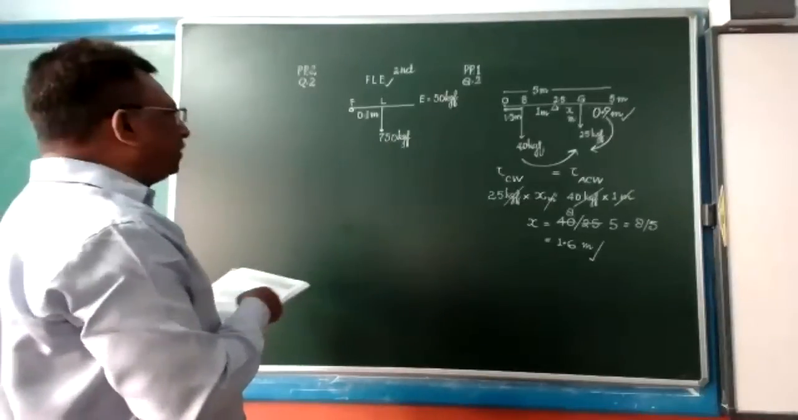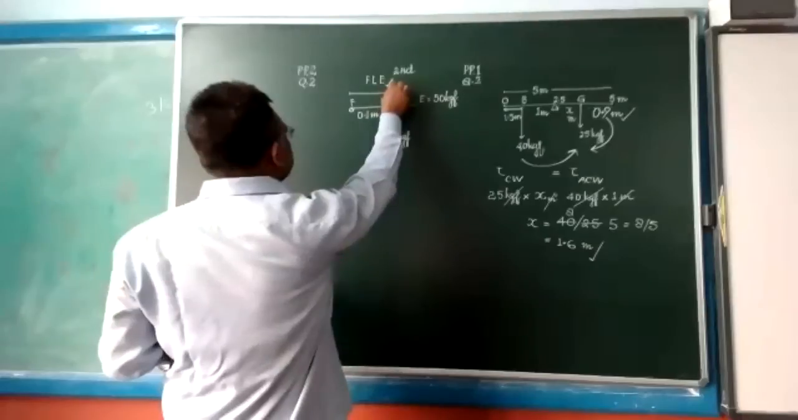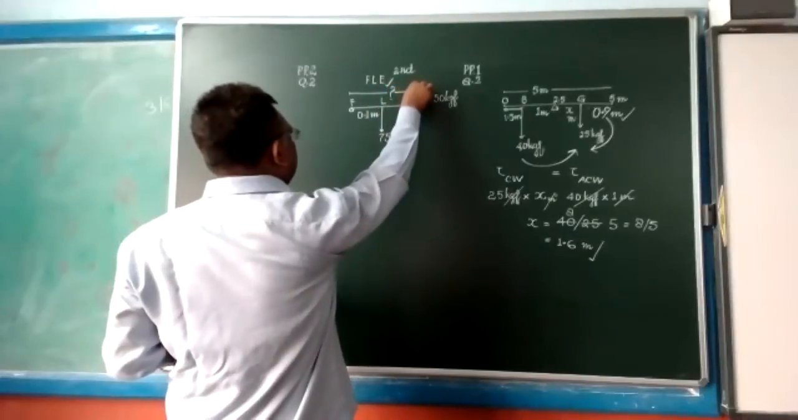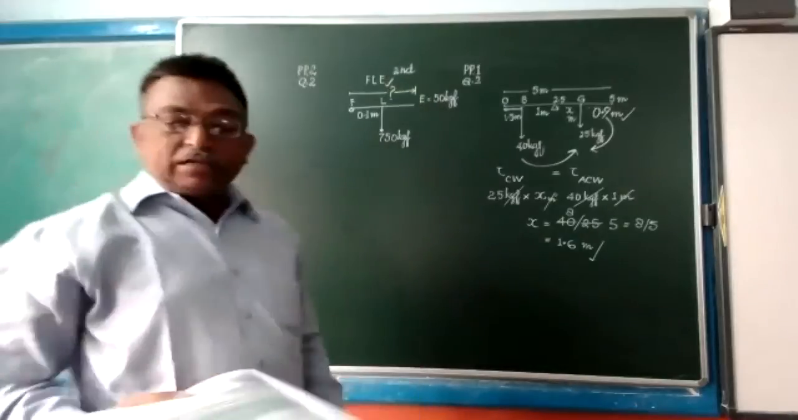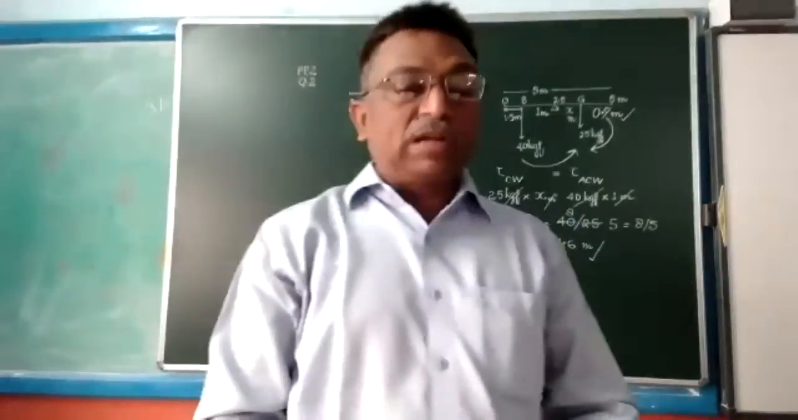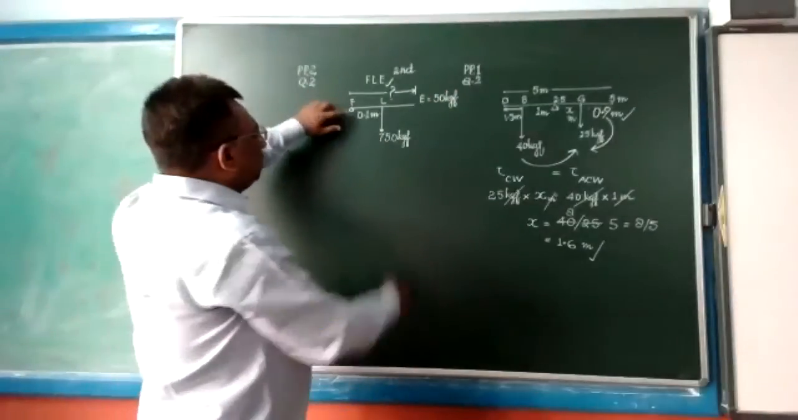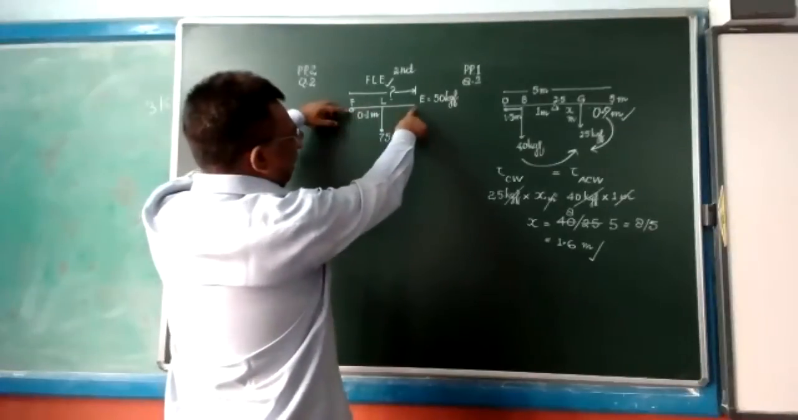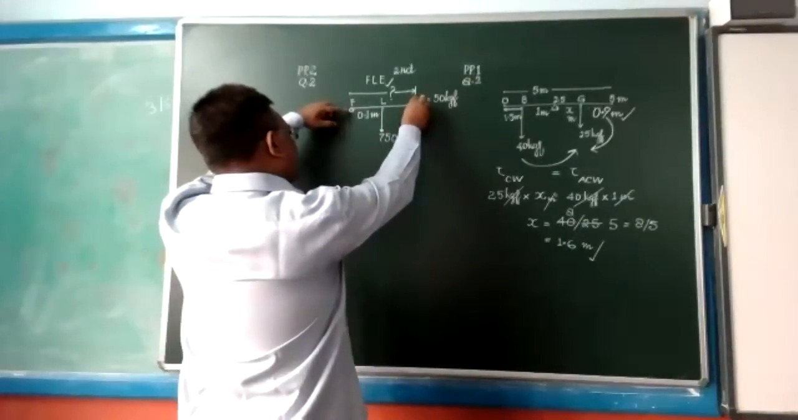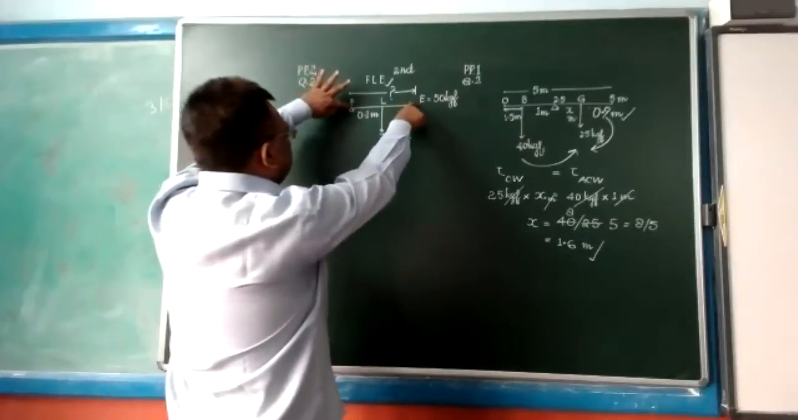Find the length of lever. Length of lever means this length is asked. This is the length of lever. So it is asked here. In this question, what is asked? What is the length of the second order lever? It means the complete total distance between fulcrum and effort. Clear? So this length is asked.